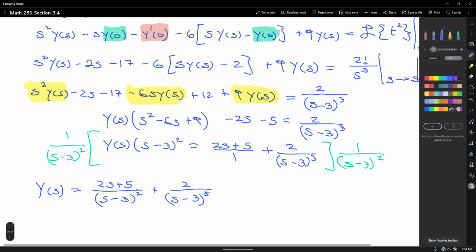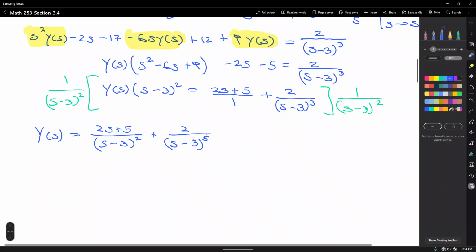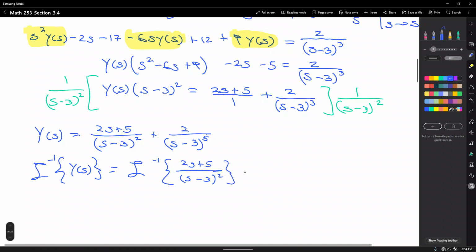At this point, we may go ahead and find the inverse transform of this. Check this out. The inverse transform of Y of s will be the inverse transform of 2s plus 5 over s minus 3 squared, plus the inverse transform of 2 over s minus 3 to the fifth power.